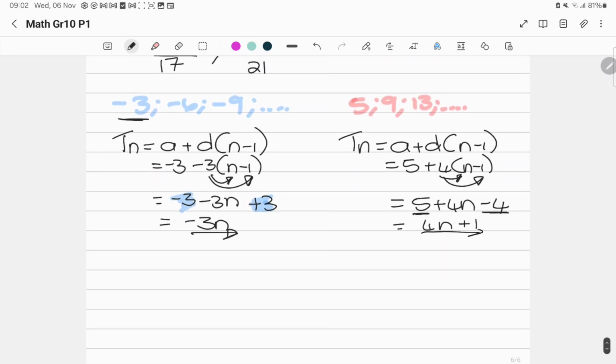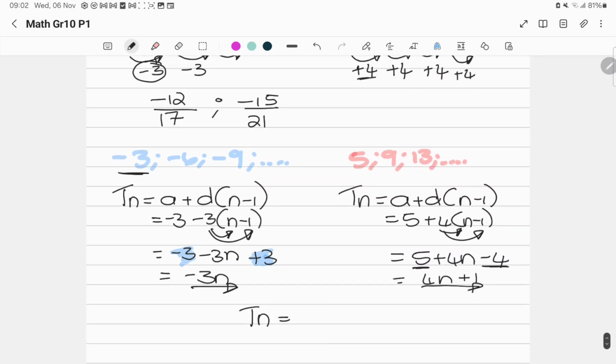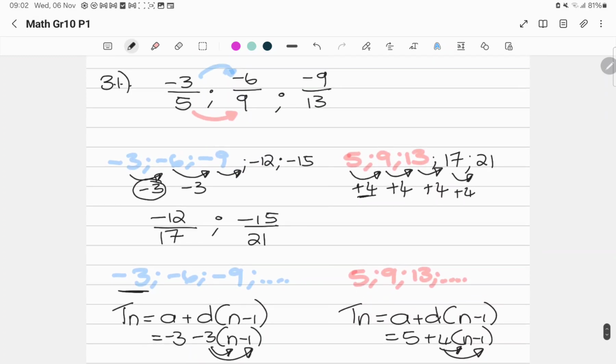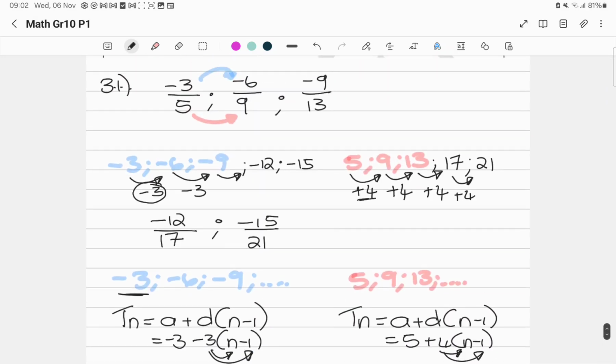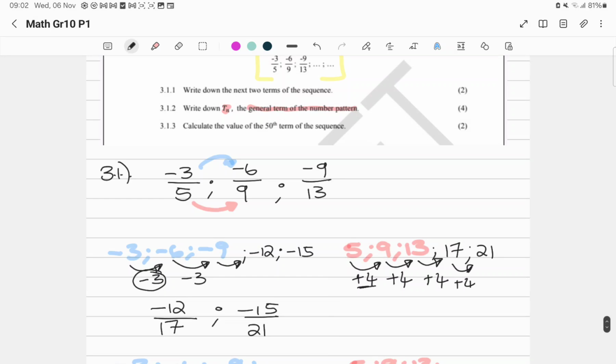Alright, so that was for my bottom part, so now I just have to put them together. The minus 3, minus 6, minus 9 was on top, so it's going to be minus 3n over, what was my bottom rule? My bottom rule was 4n plus 1. Alright, so a fraction shouldn't confuse you. It's basically two rules. You work with them separately and then you just put them back into a fraction every time. Then the last question asks you, calculate the value of the 50th term.